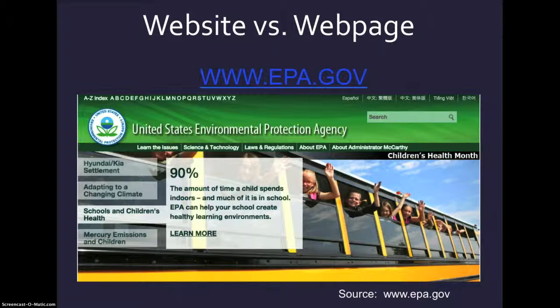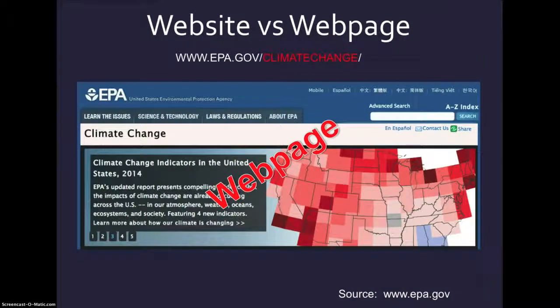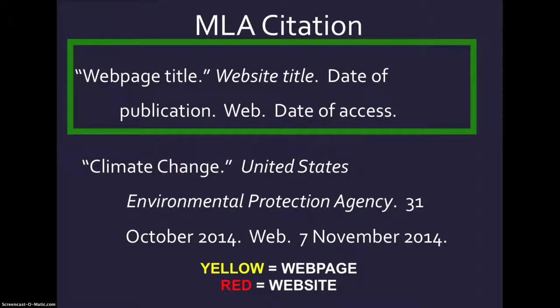Here's an example. EPA.gov. This is a government website and we are looking at the website itself, EPA.gov. This is a web page, which is an individual page within the site, and I highlighted it in red. So this is a web page, an individual page in the website. If we were using this individual web page, what would it look like when we cited it? Well, according to MLA format, we would put the web page title first, then the website title, then date of publication, web, and date of access. So this is what it would look like.